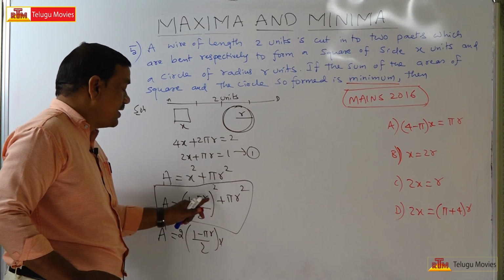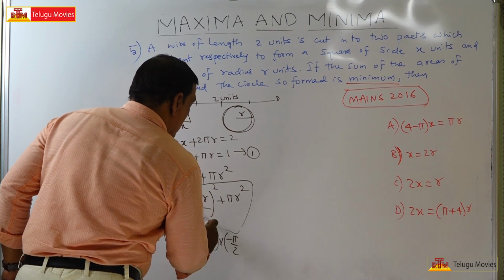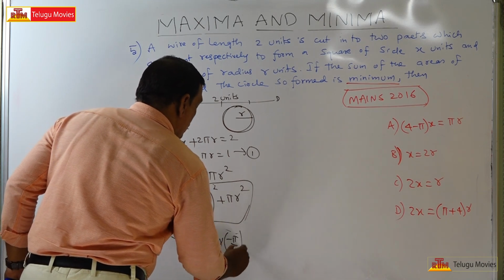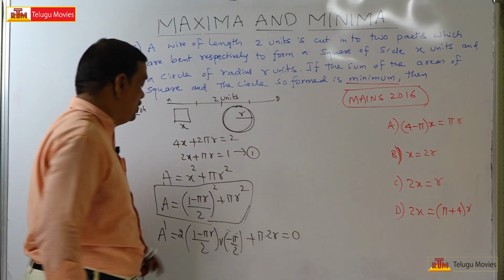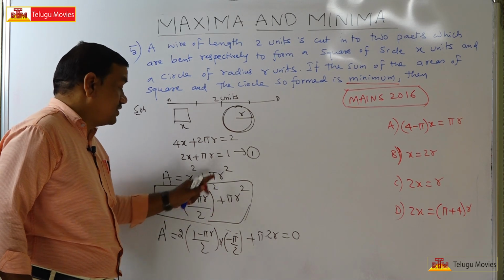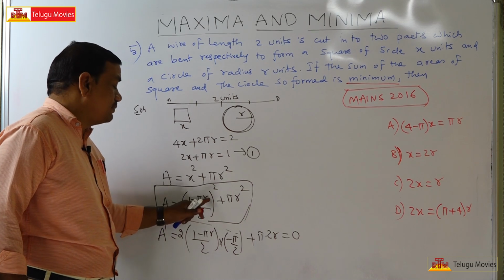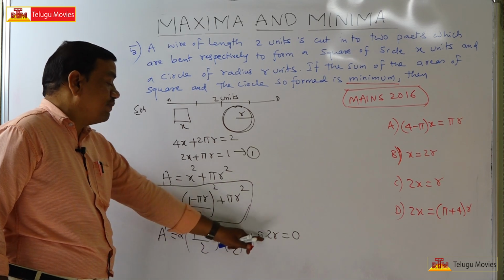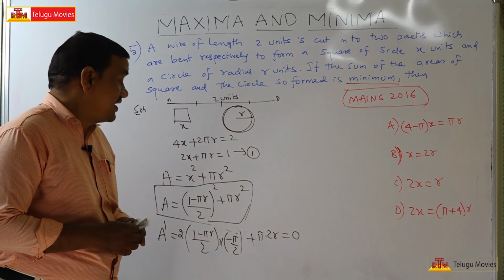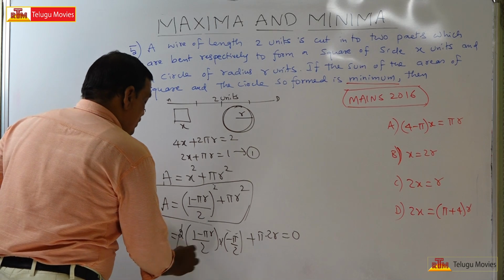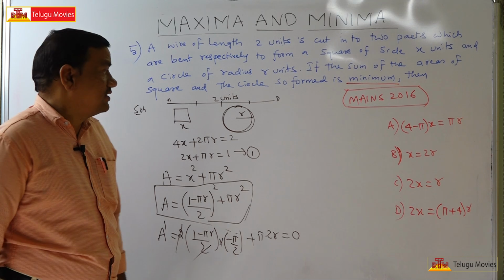Again minus pi r. Minus pi r means minus pi by 2, minus pi by 2 plus pi into r square derivative 2r, this is equal to 0. This whole thing is x square, derivative 2x, understand. Again minus pi r by 2, that is minus pi by 2 plus pi into 2r is equal to 0. What are the things that we can cancel? So here you can cancel 2, and here pi also you can cancel. So let us cancel that.